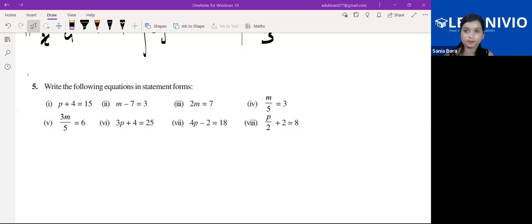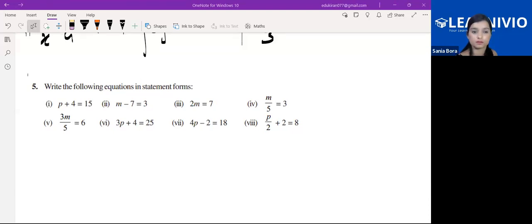You can also write the sum of P and 4 is 15. You can also write when we add 4 to P, we get 15. Ma'am, is it okay if we write P plus 4 gives 15? I told you, instead of using plus and all that, you should just use the words addition, subtraction. Okay, ma'am. Second one, Hepzibah.